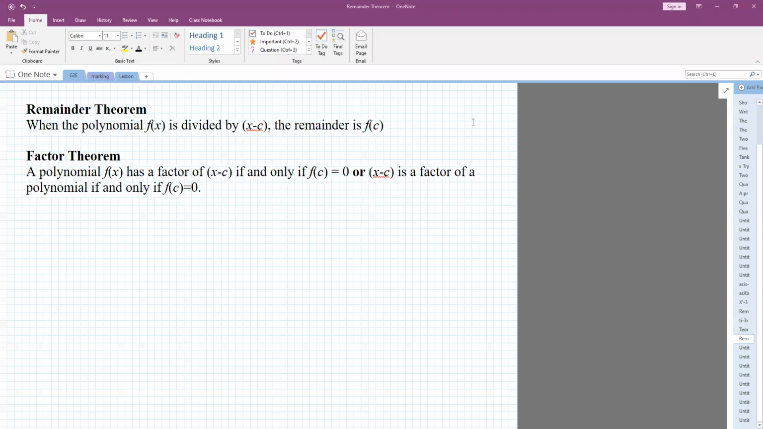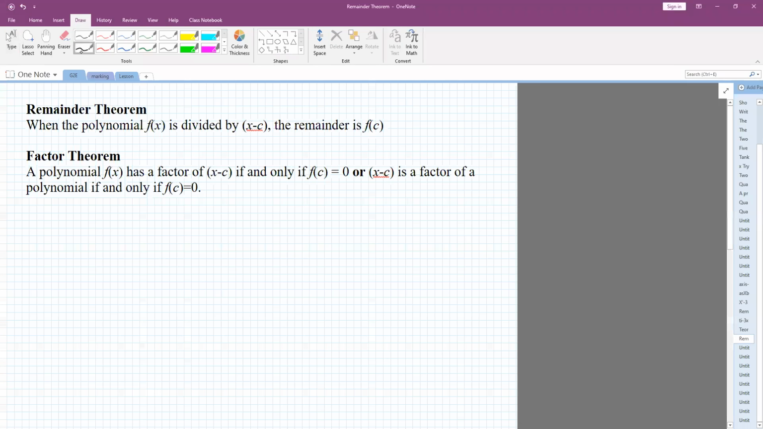Hi, good morning, everyone. So yesterday we discussed the remainder theorem, and basically it says that when we have a polynomial, it can be a quadratic function or cubic function or even higher, and when we divide the polynomial by a linear term, x minus c, it will give us the remainder, and it is simply the value of the function at c.